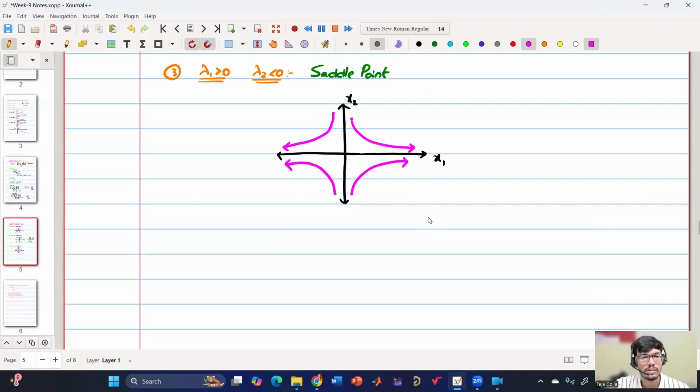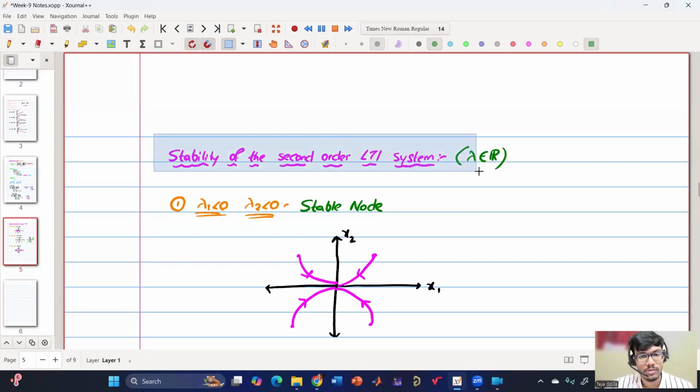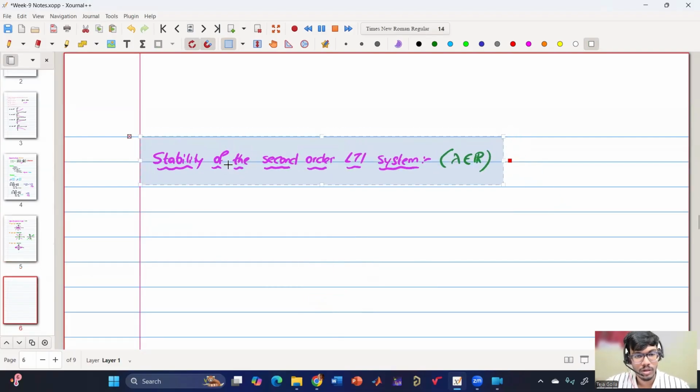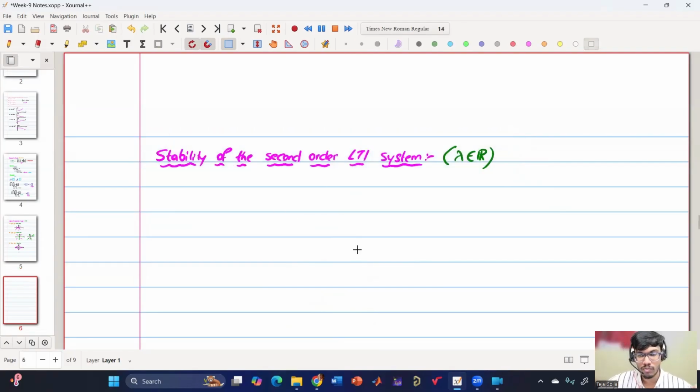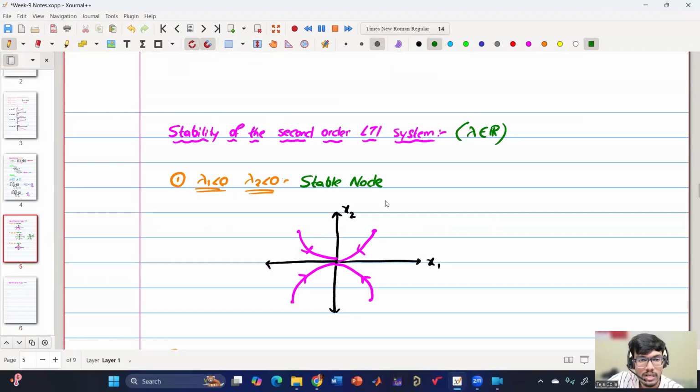Is this clear? Yes. Okay. Now all these are real cases, right? So now we have discussed the stability of the second order system when lambda is real. Now what we are going to discuss is when lambda is not real, that is, lambda is complex. Just like we had three cases, here also we'll have three cases. Let us discuss one by one.